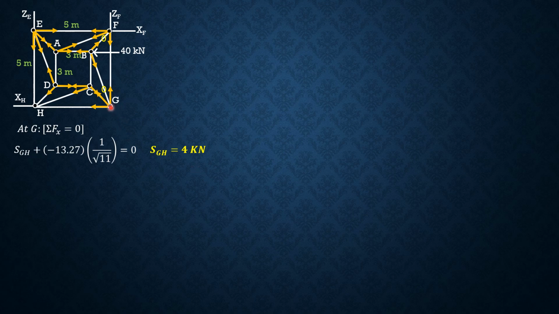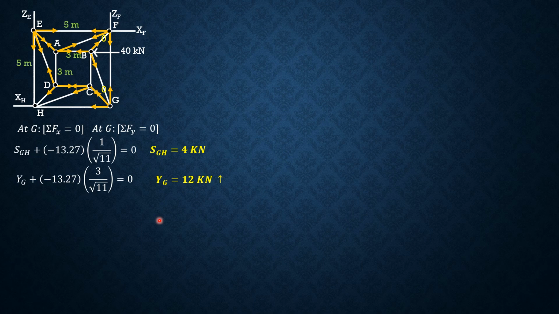Then let's solve for the vertical reaction at G. Summation forces Y, upward positive, assuming YG is positive. So YG, only CG is involved. YG plus negative 13.27 times 3 over square root of 11. Remember, the height of the truss is 3, equals 0. So YG is 12 kilonewtons upward. Remember, YE is 36 upward. YF is 24 kilonewtons downward. Then YG is 12 kilonewtons upward again.